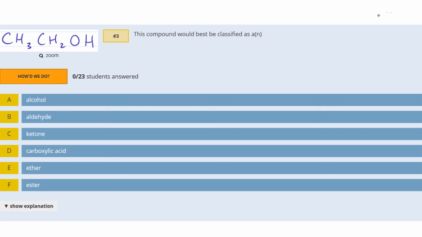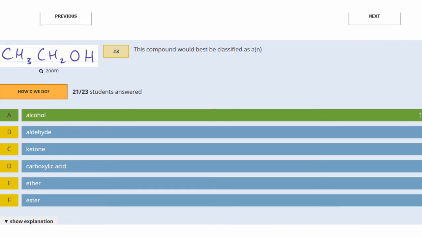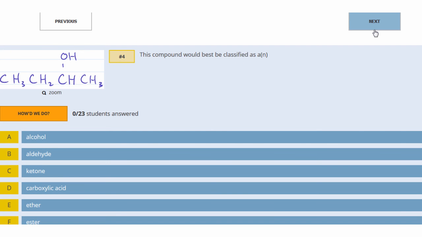Next up, we have this molecule. 5, 4, 3, 2, 1. All right, perfect, way to go, an alcohol. We don't need to explain it, so then we should be able to get this one. 5, 4, 3, 2, 1. This one here is an alcohol.